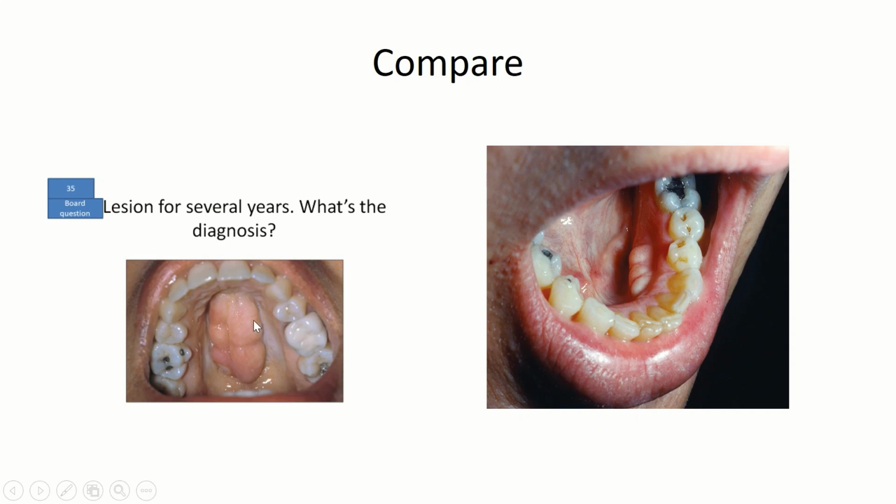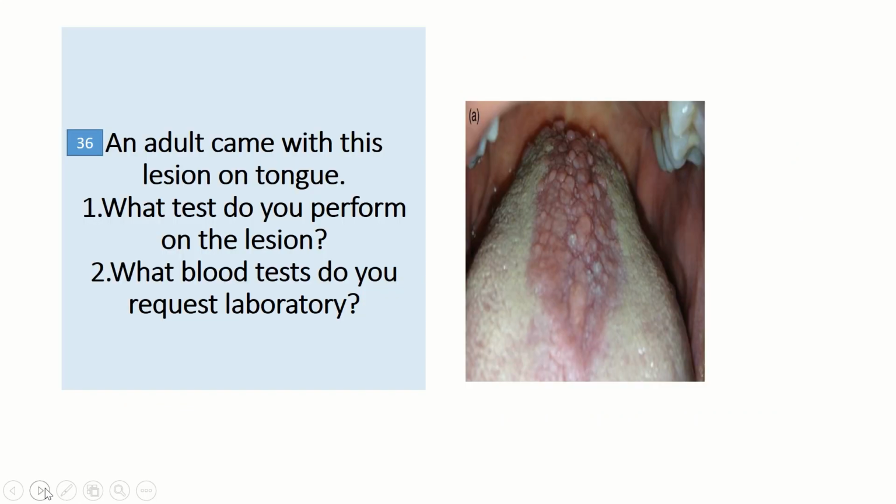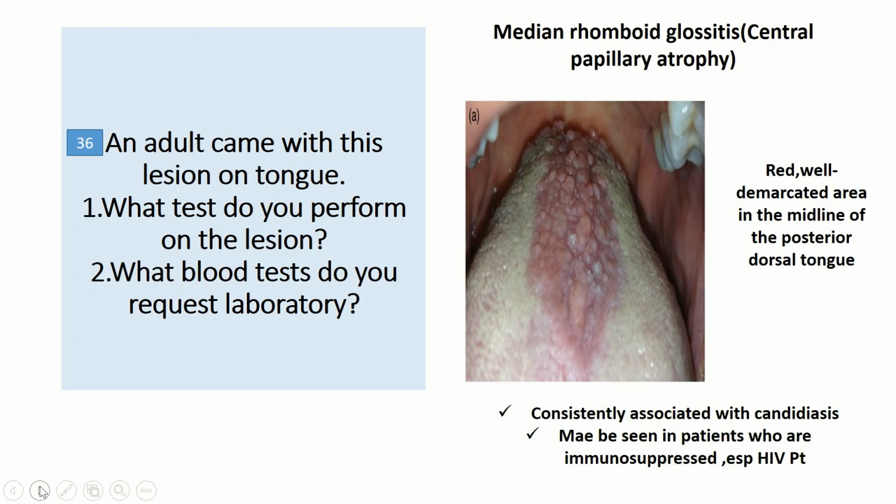compare here Torus palatinus and Torus mandibularis. Both are bony structures. Torus palatinus is located on the roof of the oral cavity and Torus mandibularis on the floor of the oral cavity. And here, what you see here, there is a red well-demarcated area in the midline of the posterior dorsal tongue. The diagnosis for this figure is compatible with median rhomboid glossitis.